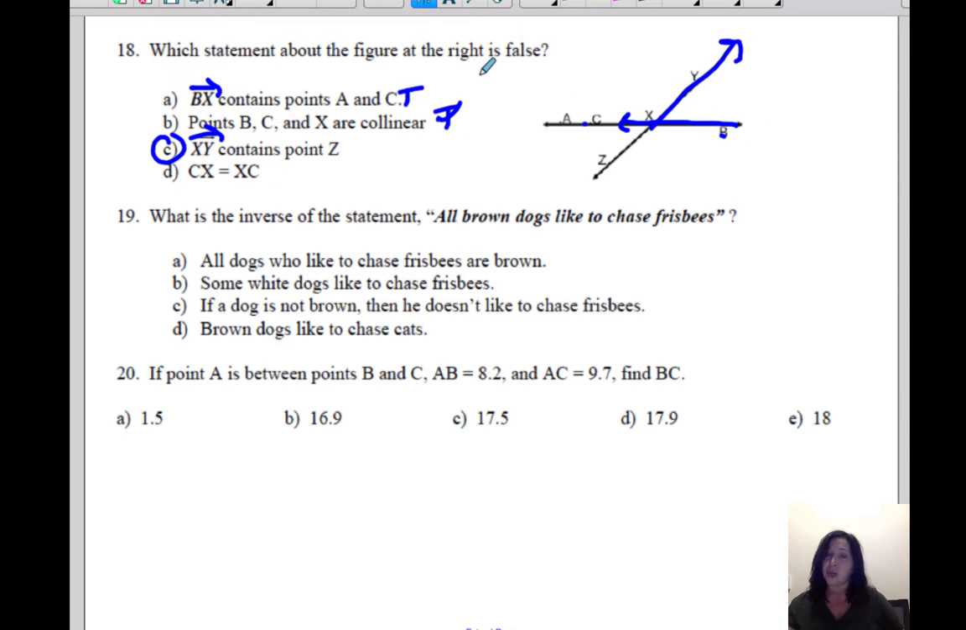But just to make sure, let's check. CX is equal to XC. Well, yes, that's the reflexive property of equality. True. What is the inverse?